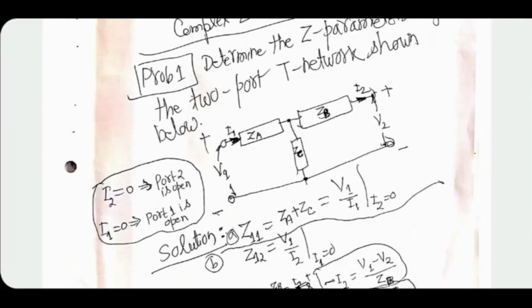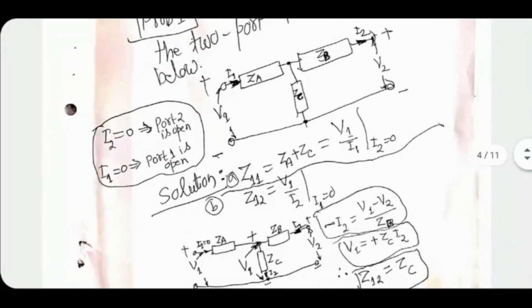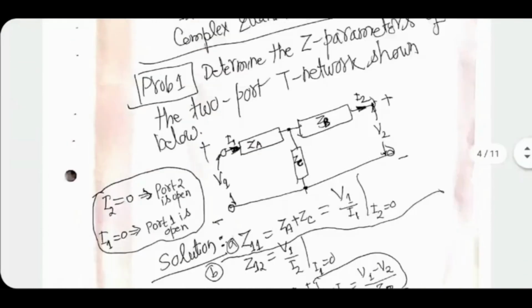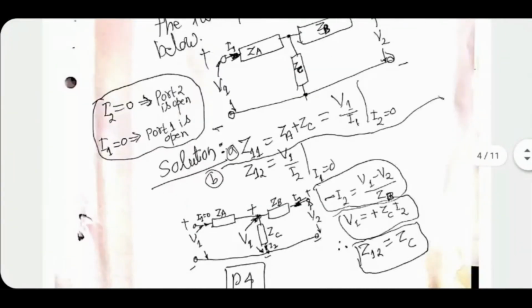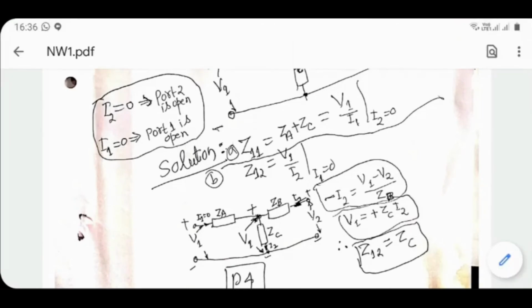Z12 is a little more involved. Z12 definition is V1 divided by I2 when I1 is 0. So you have to redraw the network with I1 equal to 0. That means input is open. If input is open, I've drawn this sketch here. If input is open, V1 would appear across ZC because there is no drop across ZA.